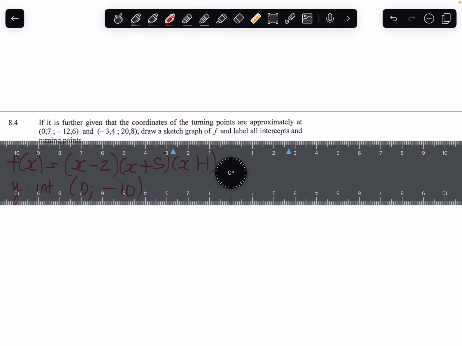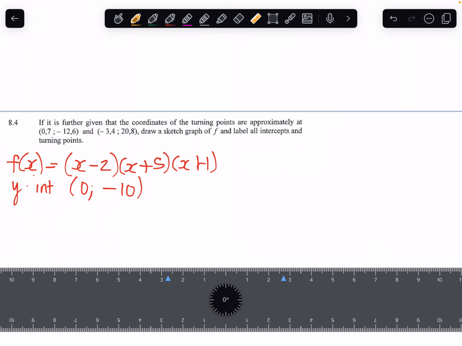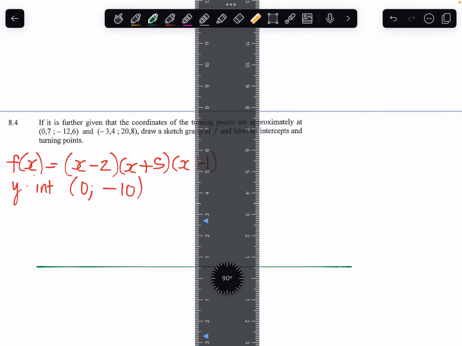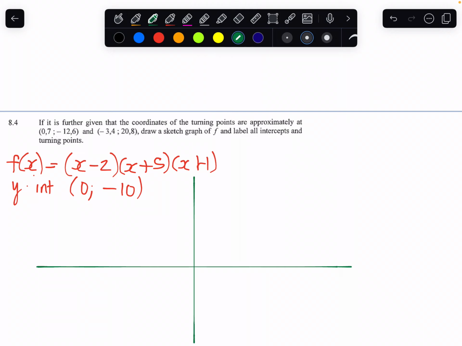Okay, great. So I'm just going to be super pedantic and draw some axes for us. There we go. Right, so that being our origin. And we know that our y-intercept is somewhere down here, right, at 0 and negative 10.